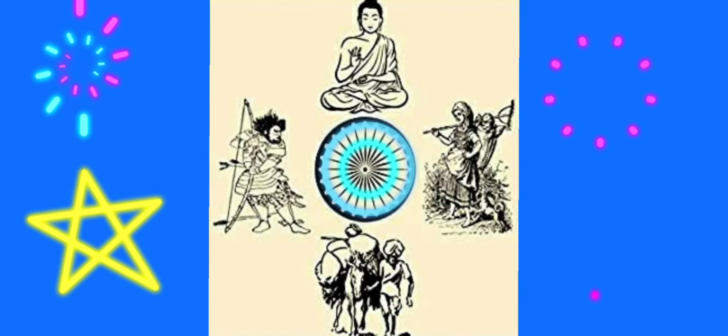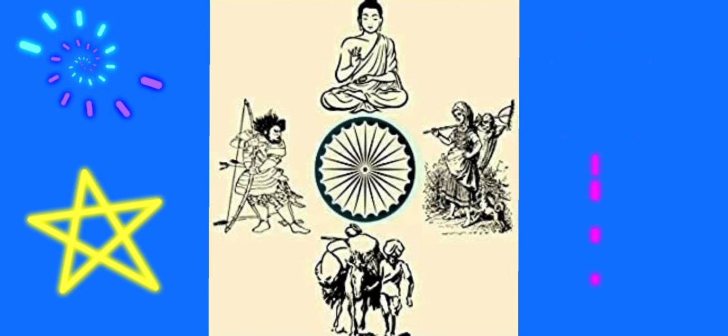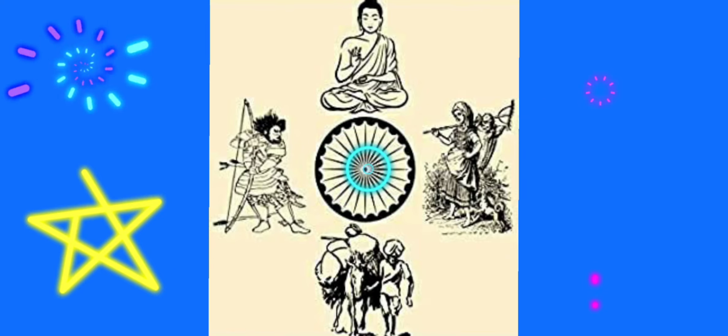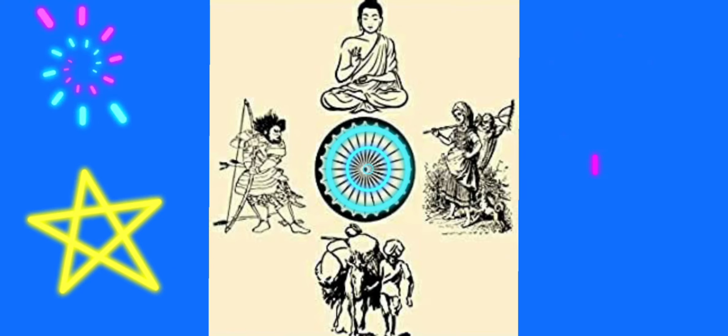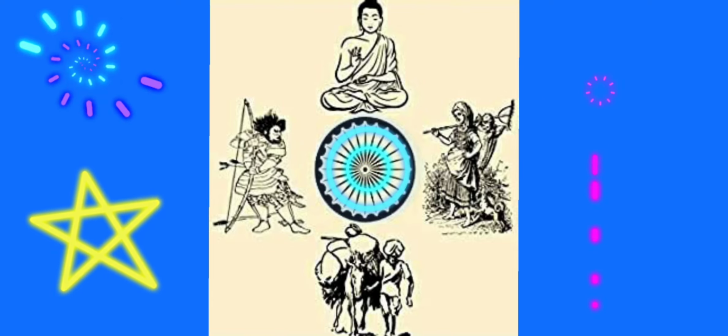The family remained the basic unit of society. Buddhist texts make a mention of the grama or village consisting of many families. Villages were inhabited by as few as 5 families to as many as 100 families.